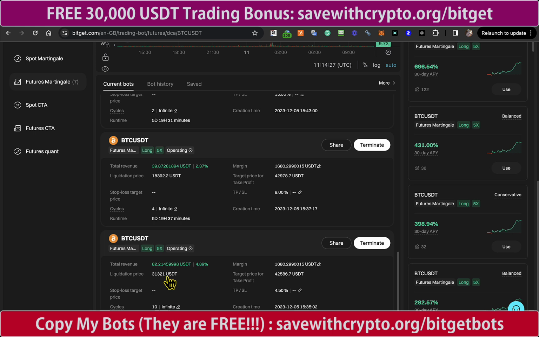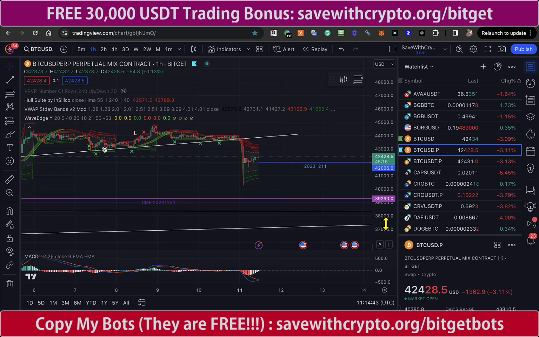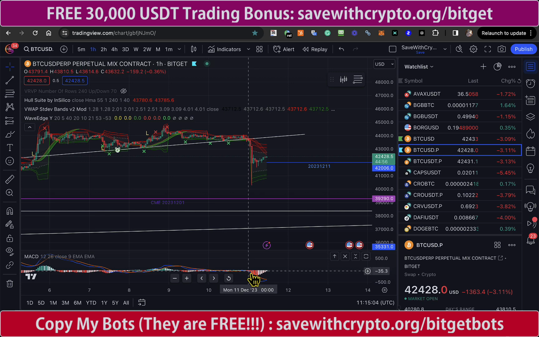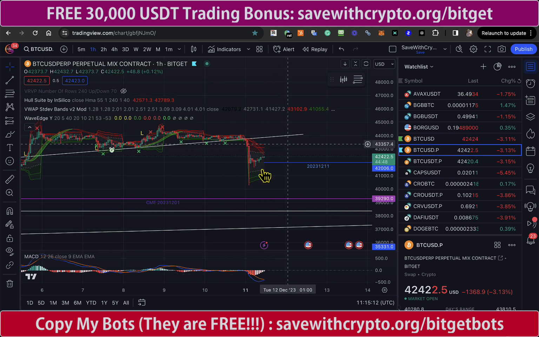So they're all quite low, because I'm not expecting it to go much lower than the CME close from the 1st of December, which was this level here, 39,290. I think there's a realistic chance of it going there. But at the moment, I don't think so. It looks to me like this MACD here is about to go positive on the hourly time frame, and if that happens I think we should go back up.